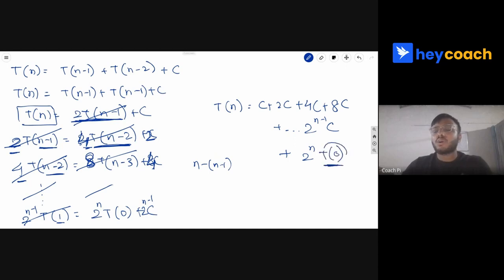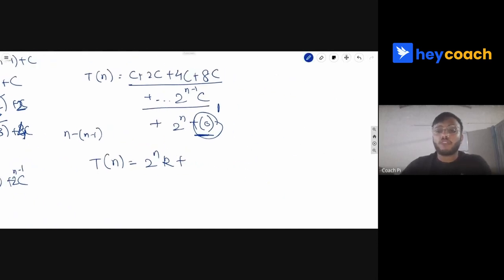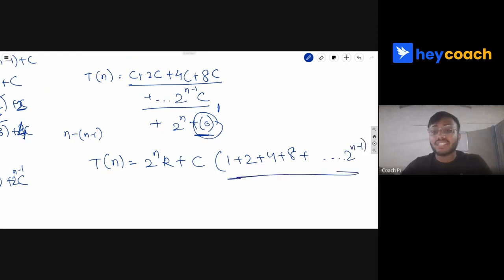And guys, see, this is a constant sum, so don't need to worry. So t of n will become, let's say, k, some constant, plus let's take c common, guys. If you take c common from here, it will become 1 plus 2 plus 4 plus 8 plus 2 to the power n minus 1. Now, guys, see, this is a GP series.